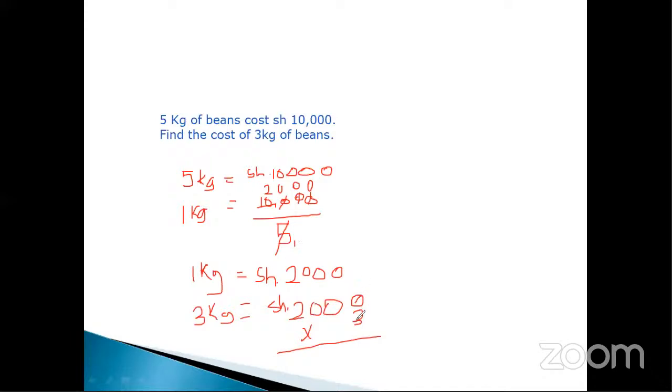So here we shall have 3 times 0, 0. 3 times 0, 0. And 3 times 0, 0. Then 3 times 2, 6. So what is the cost of 3 kilograms of beans? 6,000 shillings. This is what we have been discussing last time.